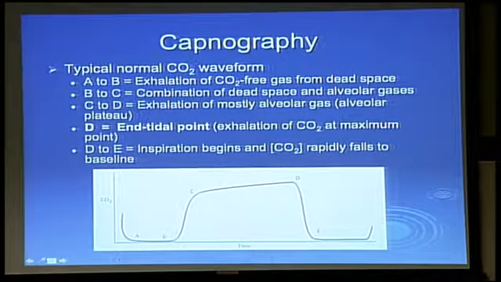So the normal CO2 waveform, this place from A to B, is the exhalation of gas that's free of carbon dioxide from the dead space. And then in this portion from B to C, you're getting a combination of dead space and alveolar gases. From C to D, that's where the majority of the CO2 is exhaled. So this is mostly alveolar gas coming out. And then D is the end-tidal point. So that one number that you're getting on the CO2 monitor reflects the value at D. It's the peak there. And then from D to E, you have inspiration. The expired CO2 falls back to the baseline.